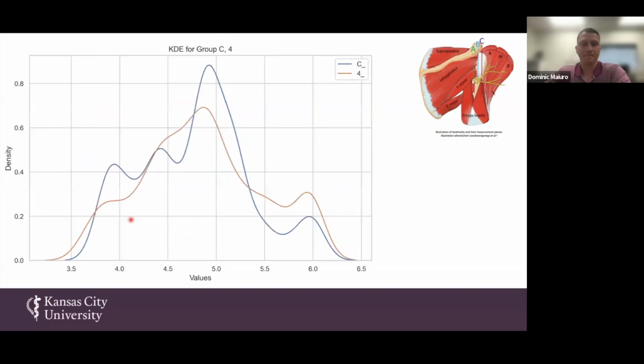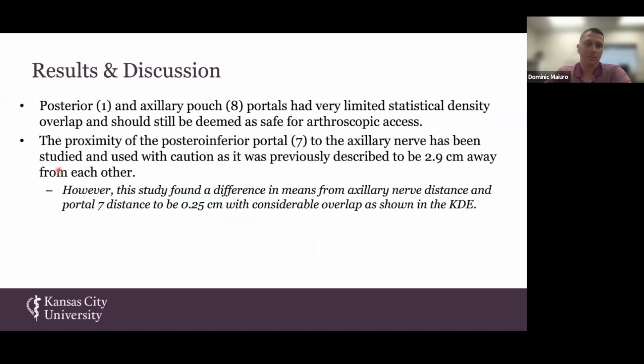Okay. And then this is our last one here. This is portal 4, which is our posterior lateral portal, which has statistically significant density overlap here. And so as you can see, they kind of follow each other in the way they represent in our population. Okay, and so this is basically what I just said now in words.